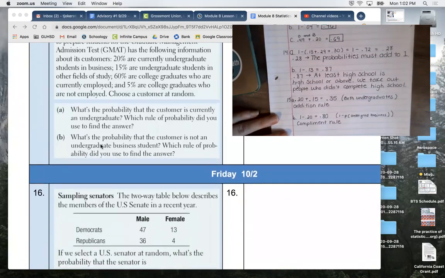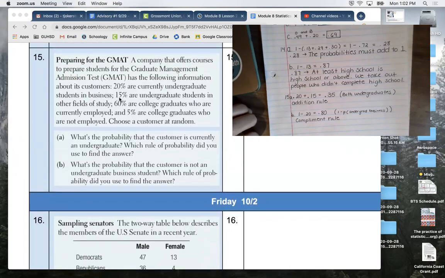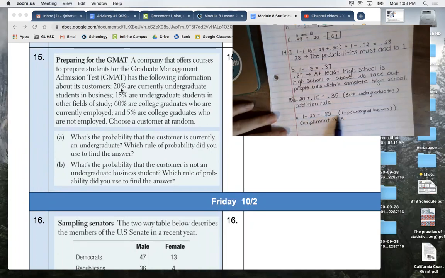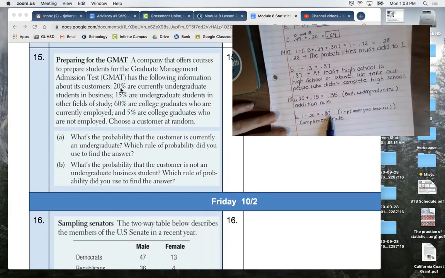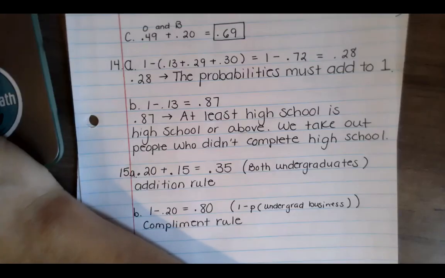Either one is fine. The next one says, what is the probability that the customer is not an undergraduate business student? Well, the way I did that is the only ones that are undergraduate business students are these 20%. So I'm going to take 1 minus that 20%, which means 80% are not those people. That's known as the complement rule. When you do 1 minus something, and we're going to cover that more tomorrow, that's known as the complement rule. It's 1 minus whatever probability. And that is all for that.